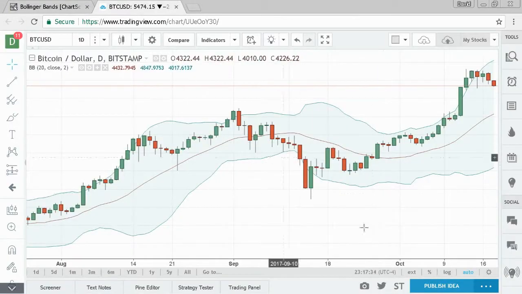You can adjust this to intraday charts, 1 minute, 2 minute, 5 minute candles, whatever. You can put it on for weekly charts, monthly charts, whatever you like. All right. So the midline on the Bollinger Bands is just the 20-day simple moving average. You take the most recent 20 candlestick closing prices and just add them up and divide by 20. And that's what this line represents.